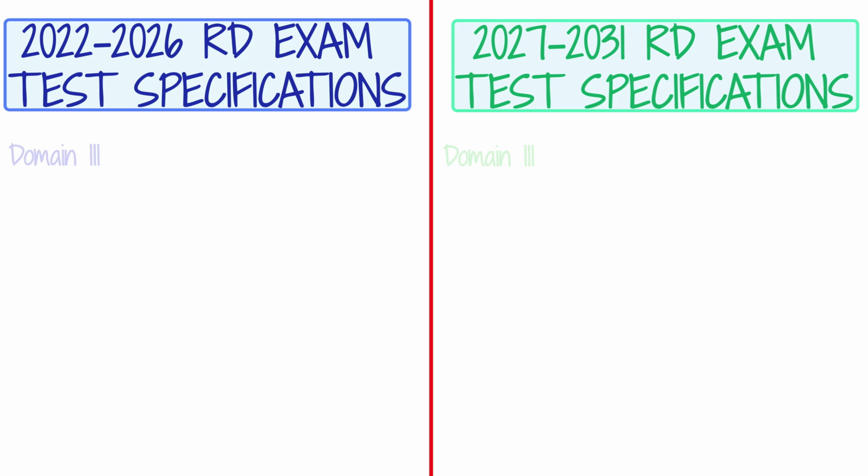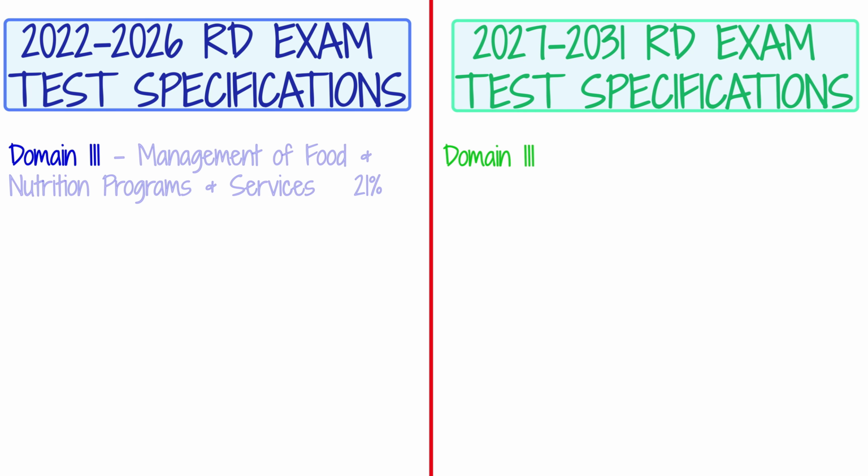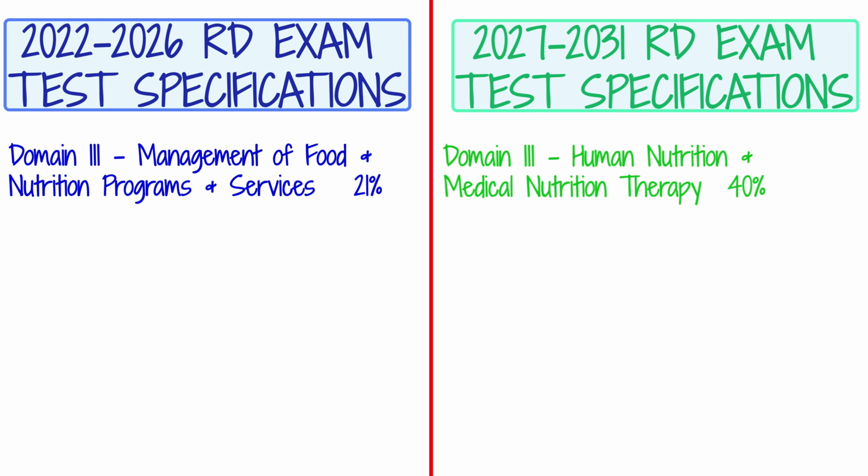So currently, Domain 3 is titled Management of Food and Nutrition Programs and Services and makes up 21% of the exam. In the new version, it's renamed Human Nutrition and Medical Nutrition Therapy and increases to 40% of the exam. This is one of the most major changes on the entire exam. Domain 3 becomes the main home for clinical nutrition and MNT.